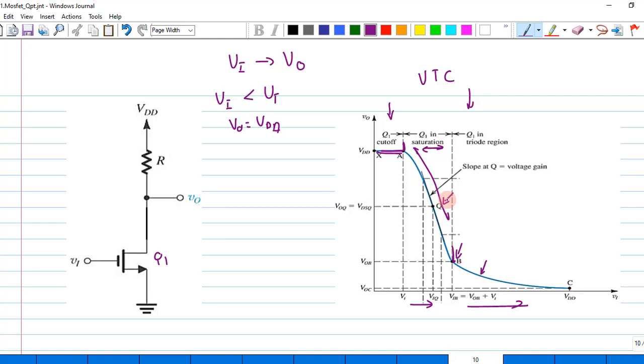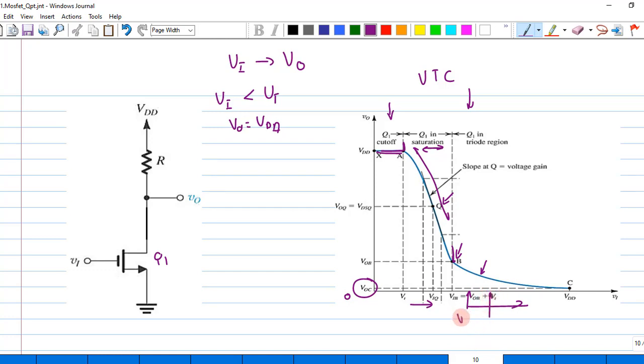One question is why the slope has suddenly got reduced, and the other question is why this particular spot, which has been marked as VOC, is not exactly equal to 0. I think the answer to this was discussed in the last class, but I still want to recollect both these points. Why does the slope get reduced? What happens to the value of VGS when you have a value somewhere here?